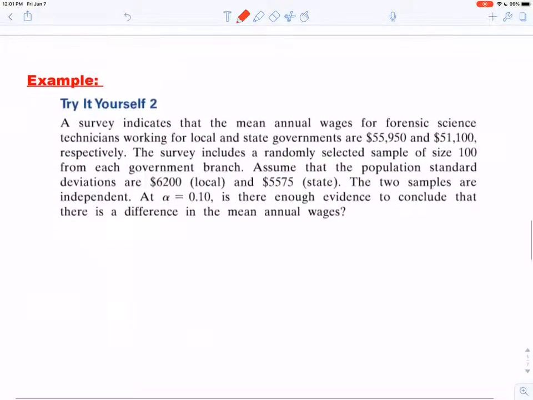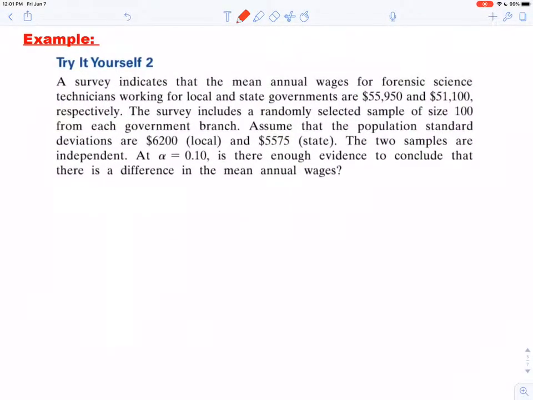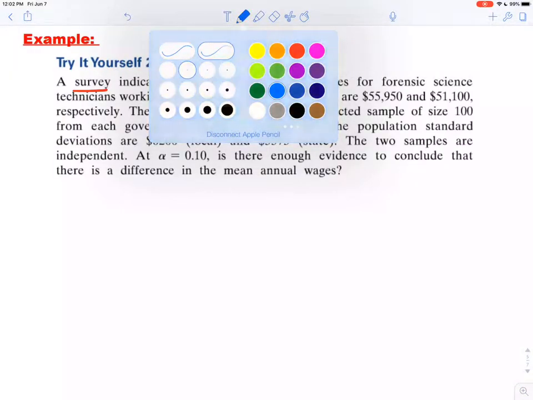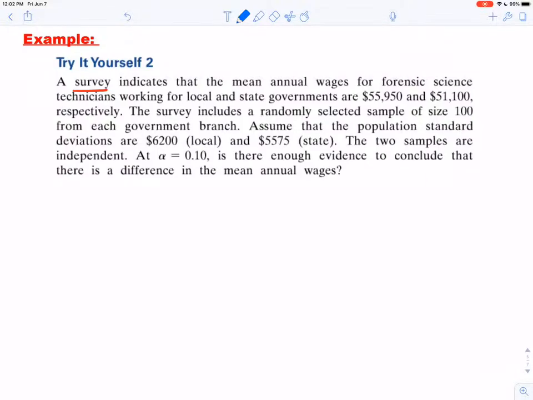All right, so here's our example. First thing I'm going to do is just look at my claim, look at the sample data that I have, just kind of write down everything that I know. So if I read through the information given here, I've got survey data. The survey data here looks at 2 separate groups. Notice I've got information about annual wages for local governments. There's my mean, my sample size, and my standard deviation.